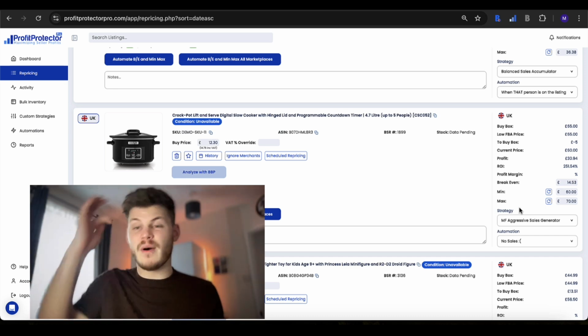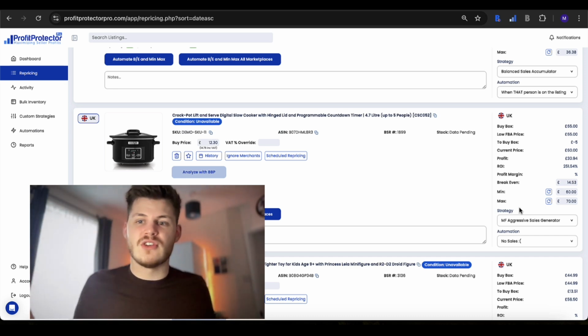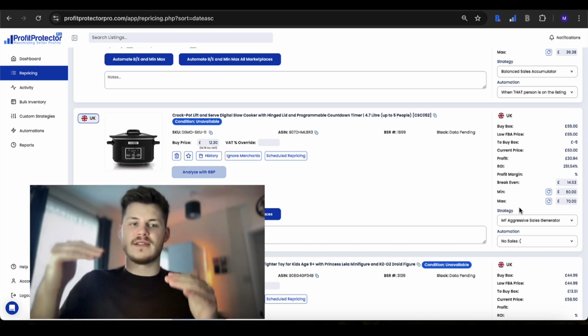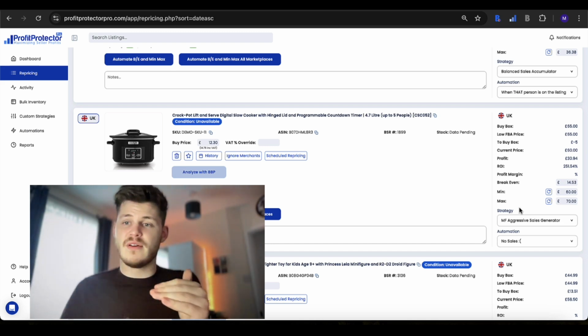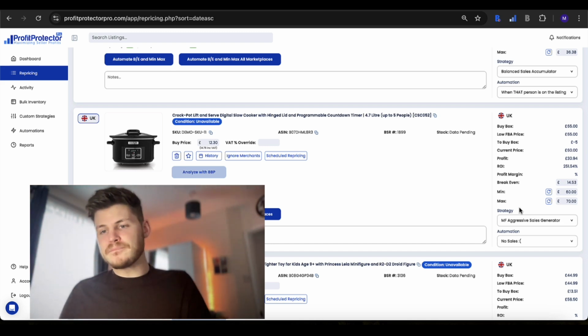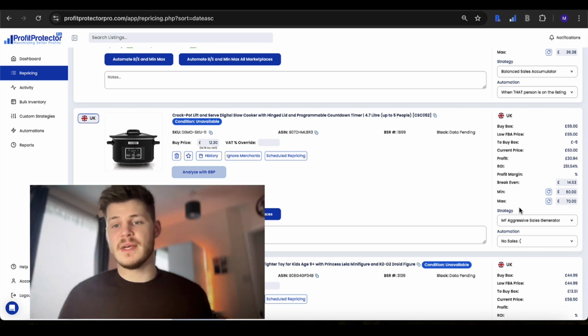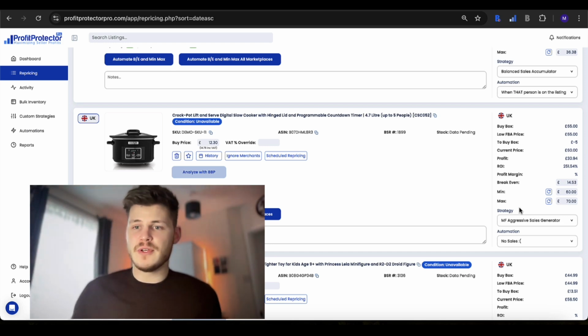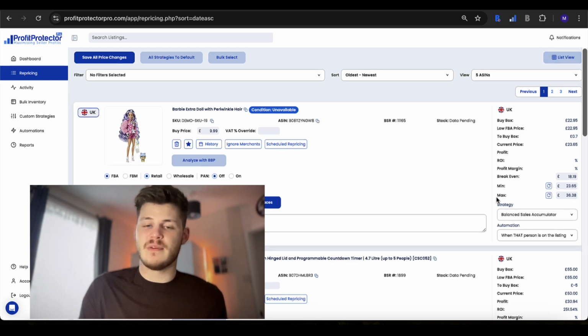And I find that quite a bit of the time as well, it does eventually float back up to being within your parameters if it does go significantly below. So that would be my advice for setting a minimum. And it's even more useful to have the notifications in Profit Protector Pro.